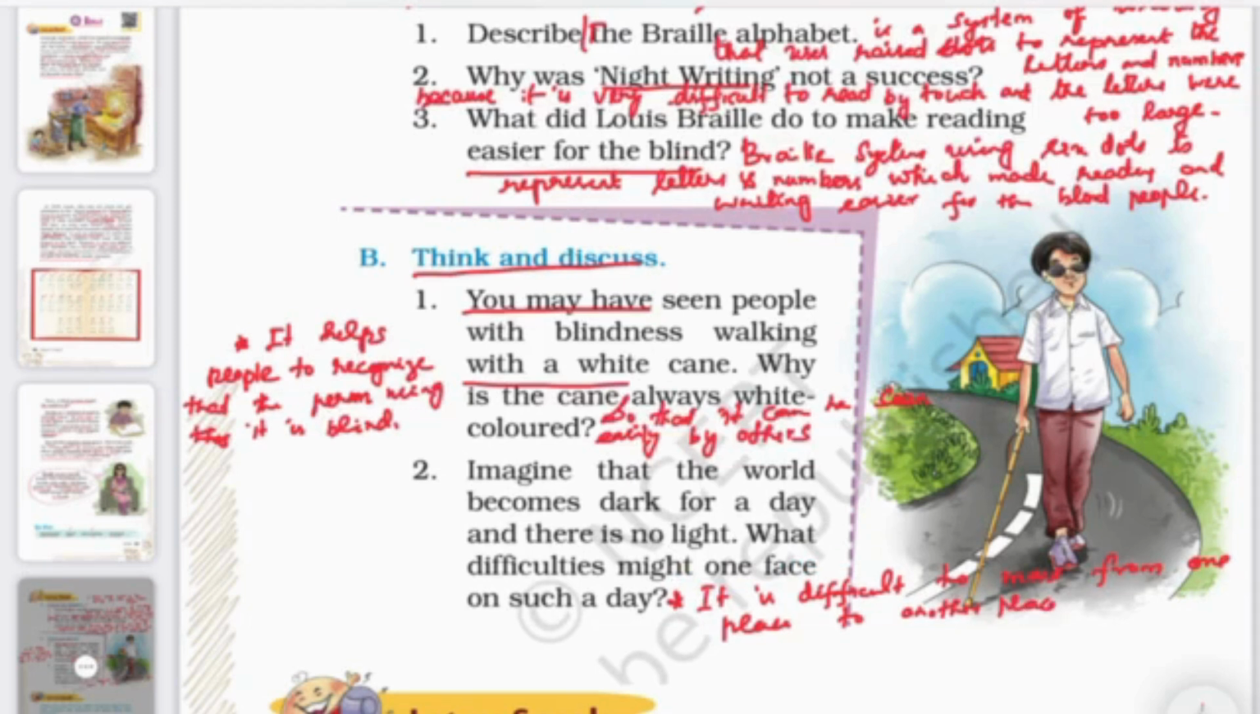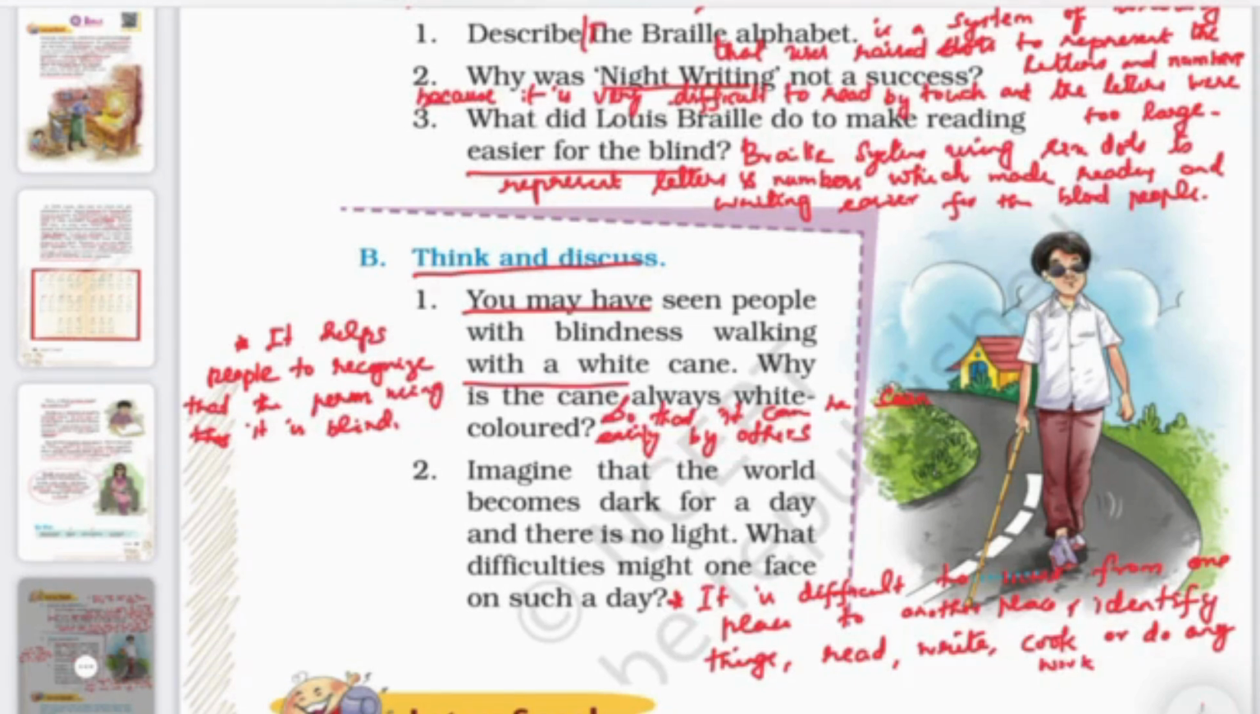Next one is difficult to identify things. Difficult to read. Difficult to write. Difficult to cook. Or do any other work. It's difficult to do any work.